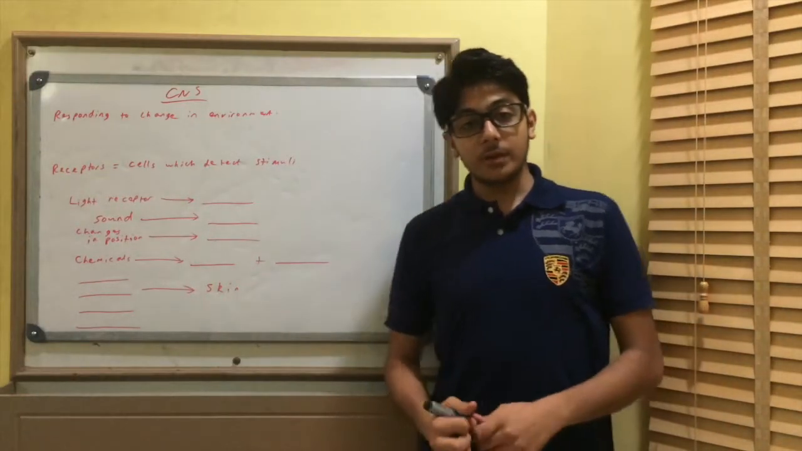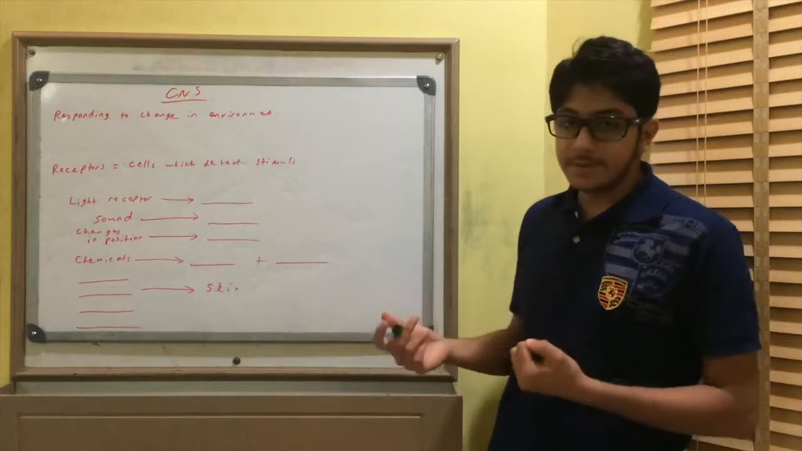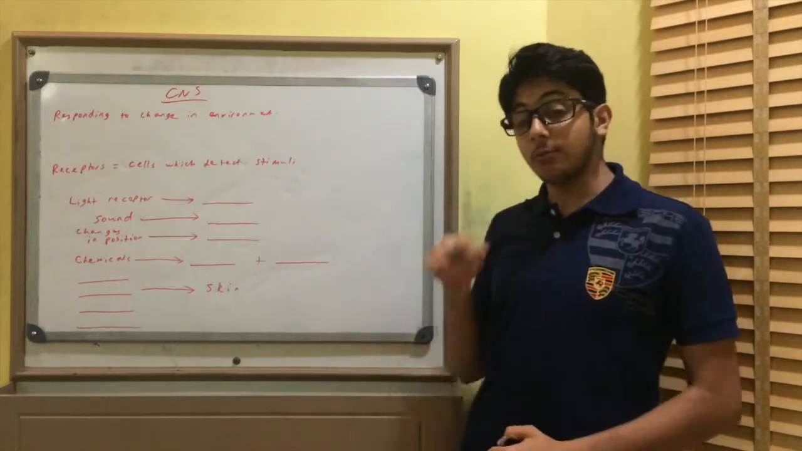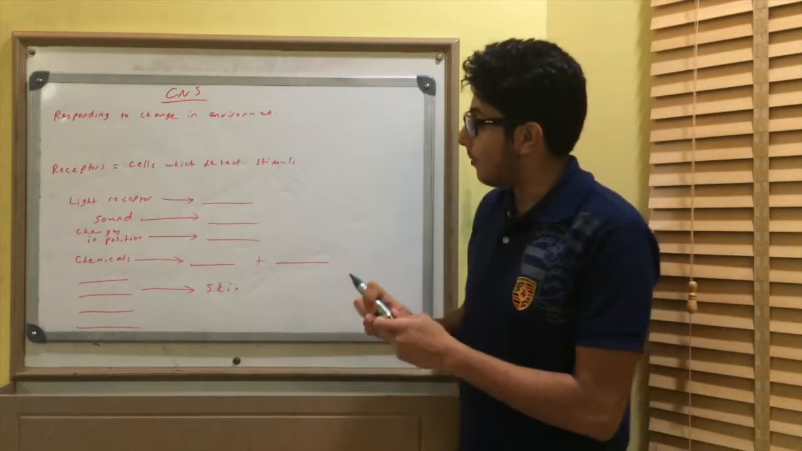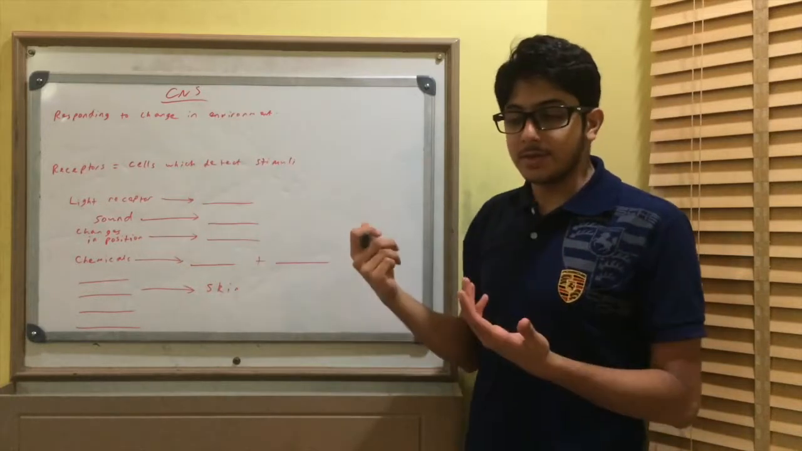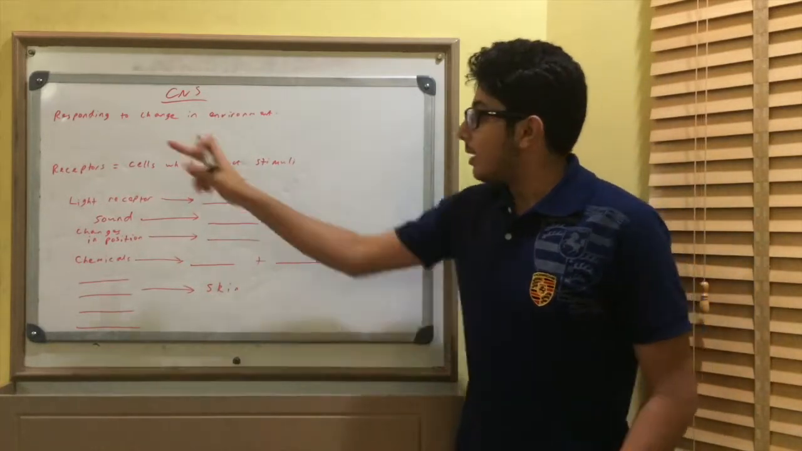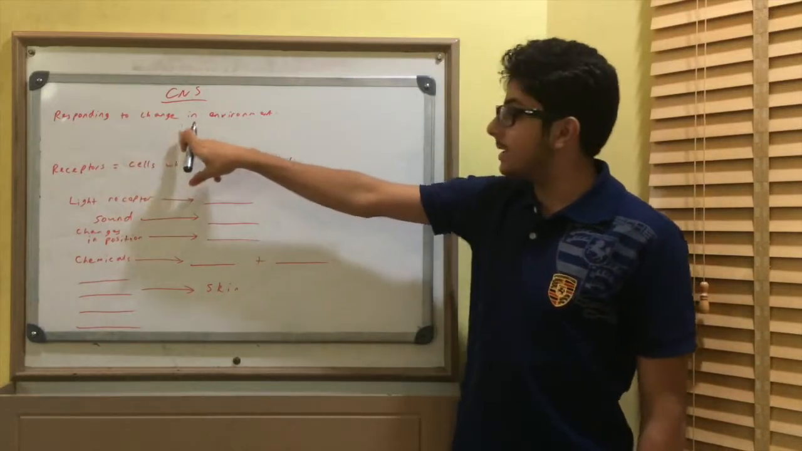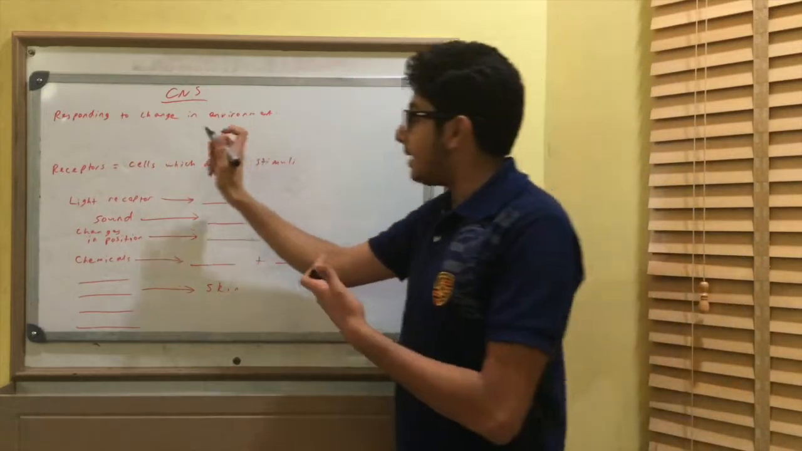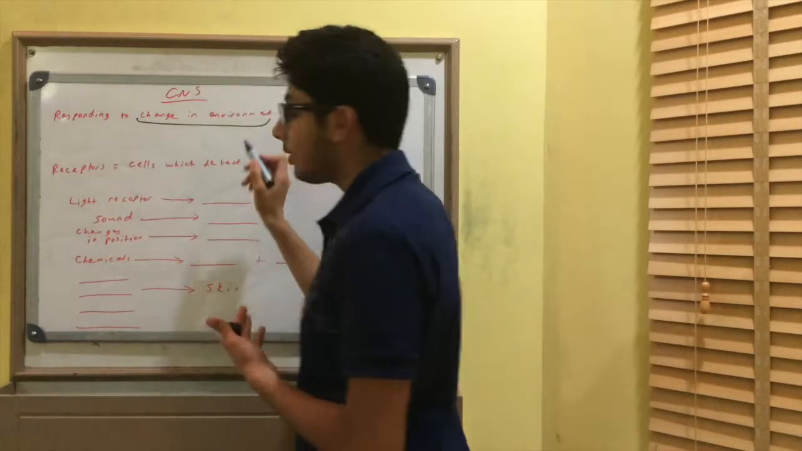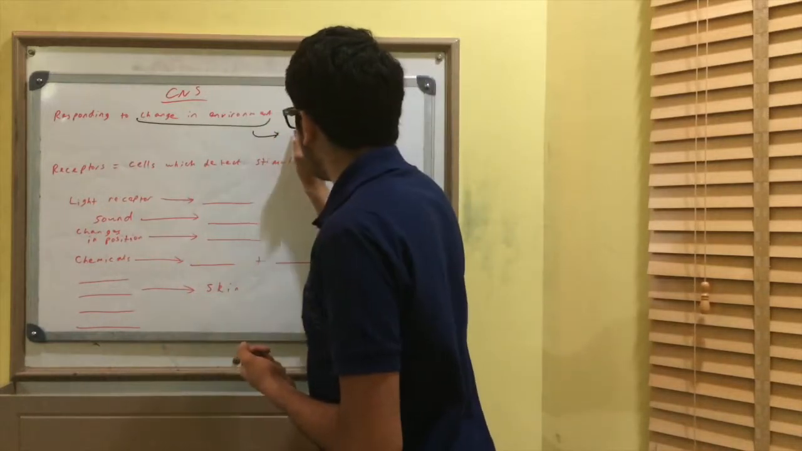I'm the awesome tutor, and today we're going to be looking at the central nervous system responding to change and reflex actions. So, the CNS, the central nervous system. Now, what is the point of your central nervous system? Responding to changes in the environment. And changes in the environment, we call these stimuli.